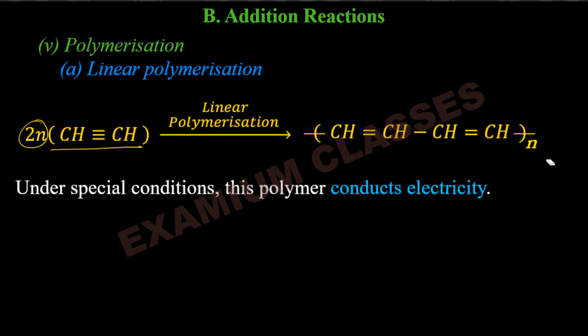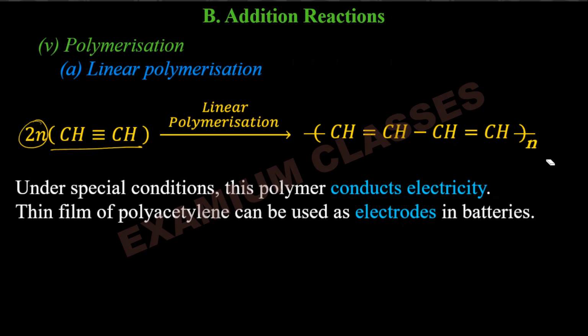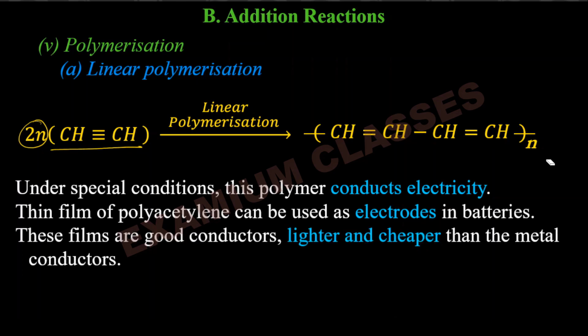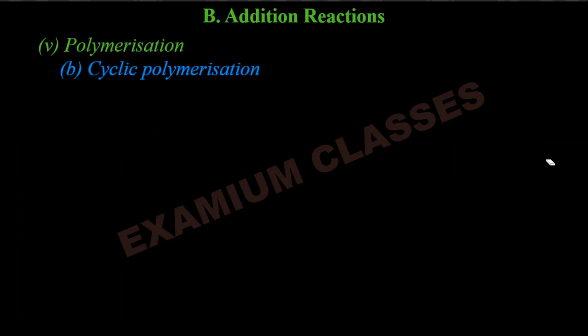Under special conditions, these polymers conduct electricity also. A thin film of polyacetylene can be used as electrodes in batteries. These are the usages of the polymers produced here after linear polymerization. These films are good conductors, lighter and cheaper than metal conductors. So in places where we can't have heavy metals and we need lighter parts, these polymers are used to conduct electricity or as electrodes.